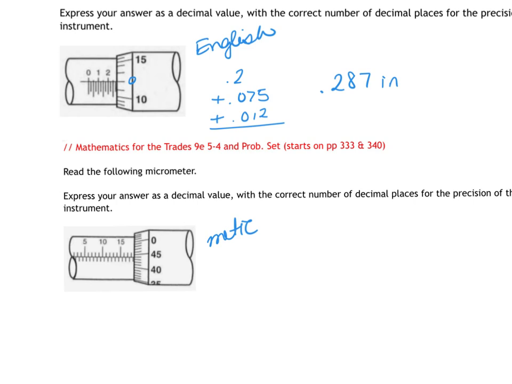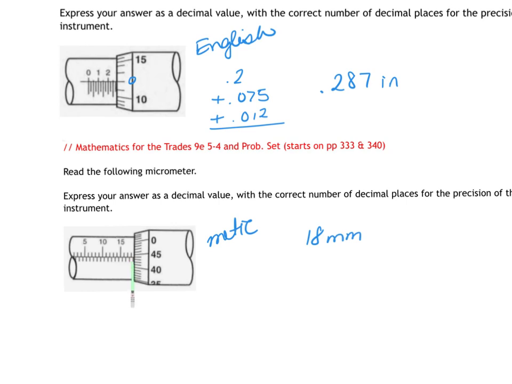Now let's take a look at this metric one. With my metric one, I'm going to look to see, these are in millimeters. The first number is 5 millimeters, then 10 millimeters, then 15 millimeters, and then 16, 17, 18. So I know I'm at least 18 millimeters at this point. Now I need to do the second reading. Now these are the halfway marks. So this is 15 and a half, 16 and a half, 17 and a half, 18, and it looks like I might be at 18 and a half, but I'm not quite at 18 and a half.